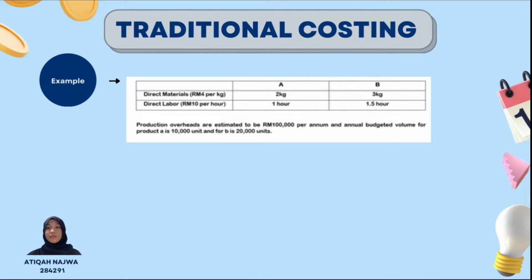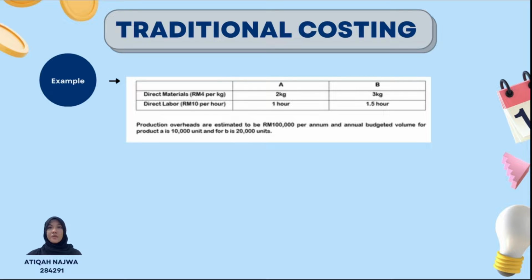Here is an example, namely product A and product B. It says the direct materials is 4 ringgit per kg, and 2 kg of product A is used, while 3 kg of product B is used. Next, direct labor cost is 10 ringgit per hour. It shows that product A used 1 hour of production while product B used 1.5 hours of production.